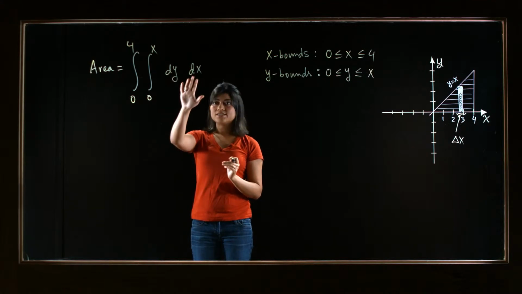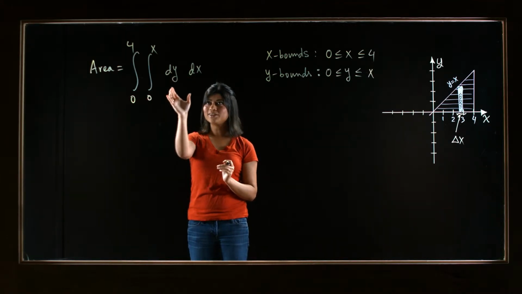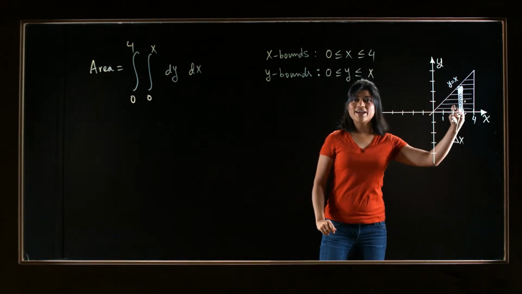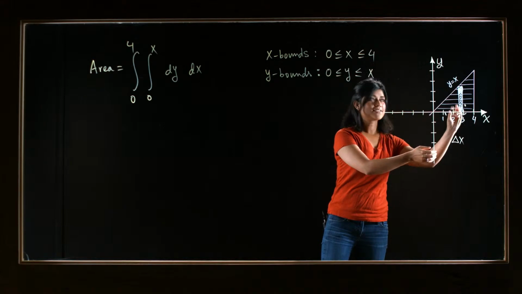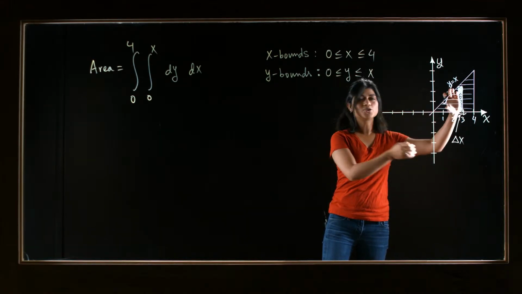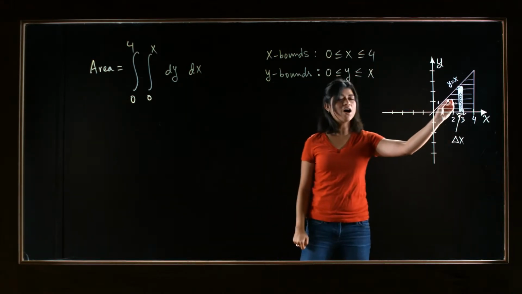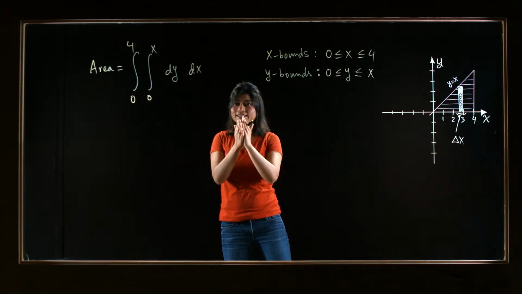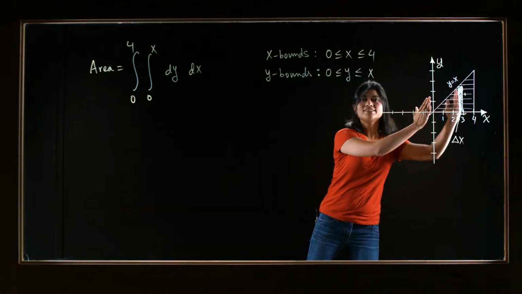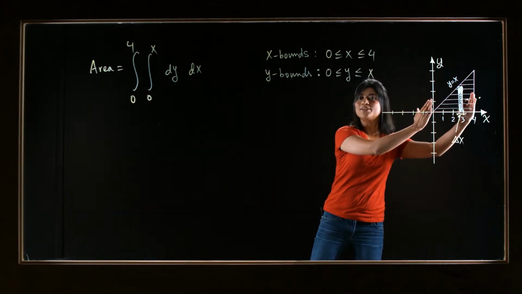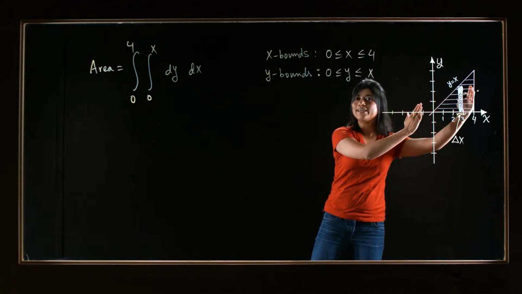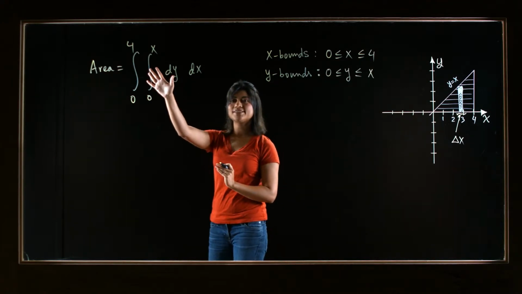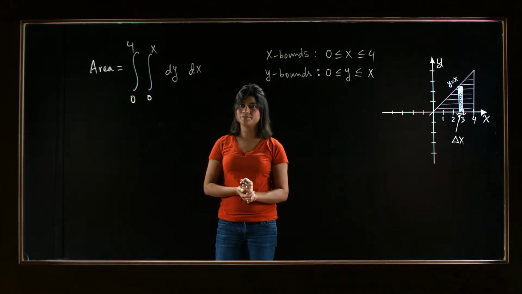Note that this is a correct setup to compute area, because what is dy times dx? This rectangle has a width of dx and the length of dy. So this is just the area of this one representing rectangle. And then integral basically means addition. So we are adding all these areas of all these rectangles that we can draw in the region, covering the entire region. So that will give us the total area. So that's why this is the setup to compute the area of that region.